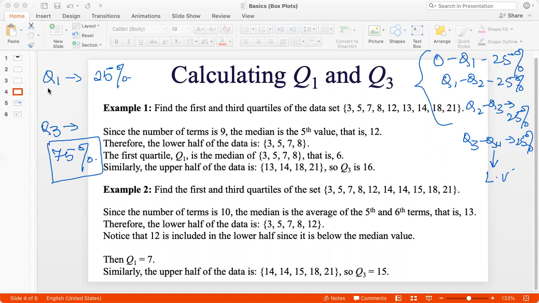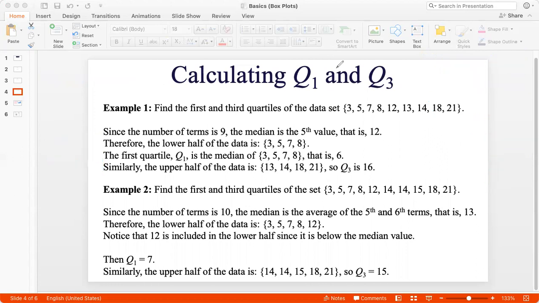Now, let's look at this question. It says, find the first and the third quartiles of this data set: 3, 5, 7, 8, 12, 13, and so on. So we first find the median. The number of terms here is 9, right? So the median would be the fifth value, which is going to be 12. So 12 is the median.